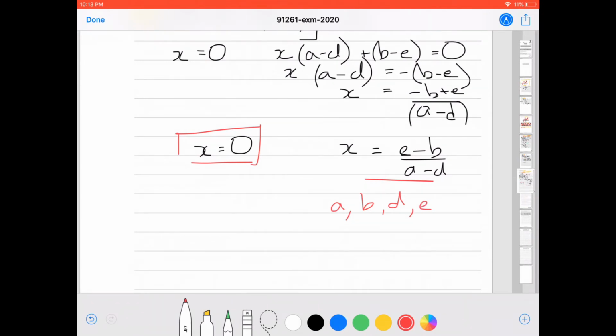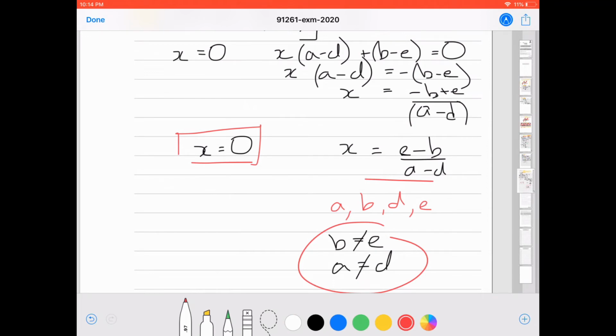Well, looking at the denominator, no, let's look at the numerator first of all. Basically, we're not wanting to have 0 in the numerator or denominator. So for our restrictions, we're going to say b should not equal e, because otherwise you get 0 in the numerator. And also a should not equal d. These are our restrictions here.